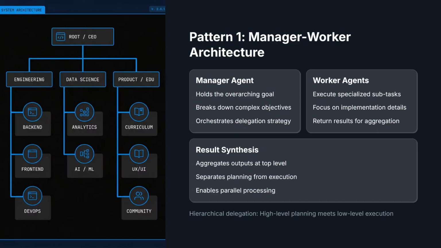To fix this, we need coordination. Pattern 1 is the manager-worker model. Think of this like a lead developer assigning tickets. A central manager LLM breaks down a complex user goal into discrete subtasks. It maps these tasks to specialized worker agents who execute in parallel, and then the manager aggregates the results. This is crucial because it separates high-level planning from low-level execution, preventing the context window from getting cluttered.